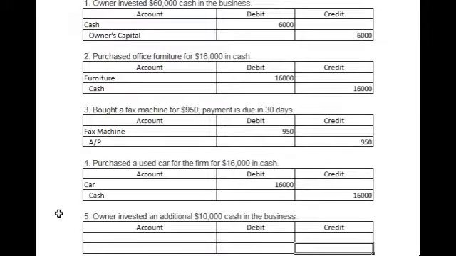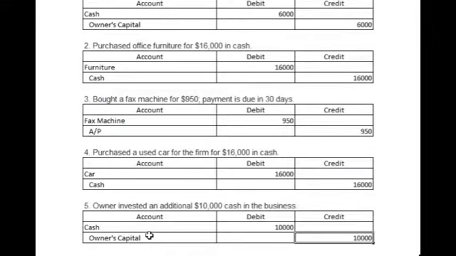Number 5, owner invested an additional $10,000 cash in the business. Hey, this is too easy. Isn't it exactly the same as number 1? So here, let's do this. Cash went up, right? Our company's cash went up by $10,000, and owner's capital also went up by $10,000.